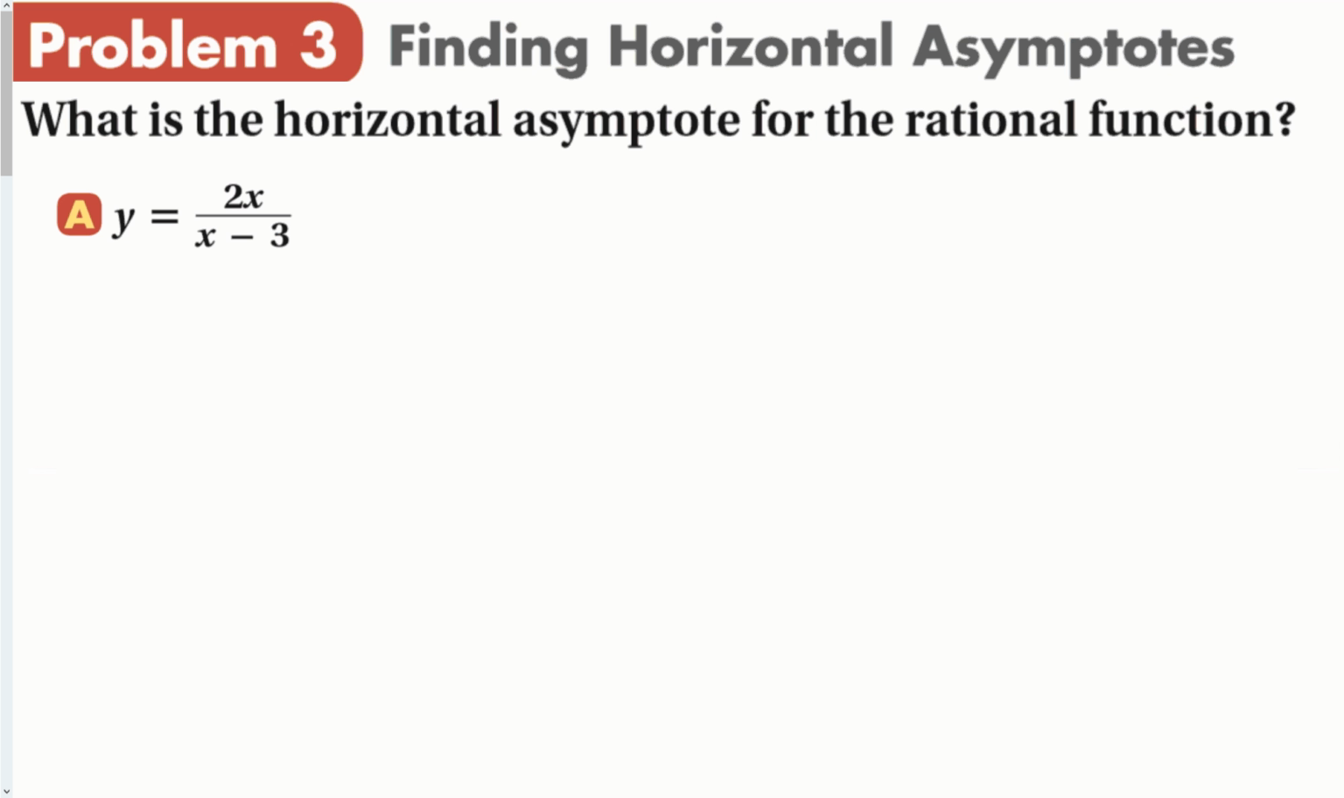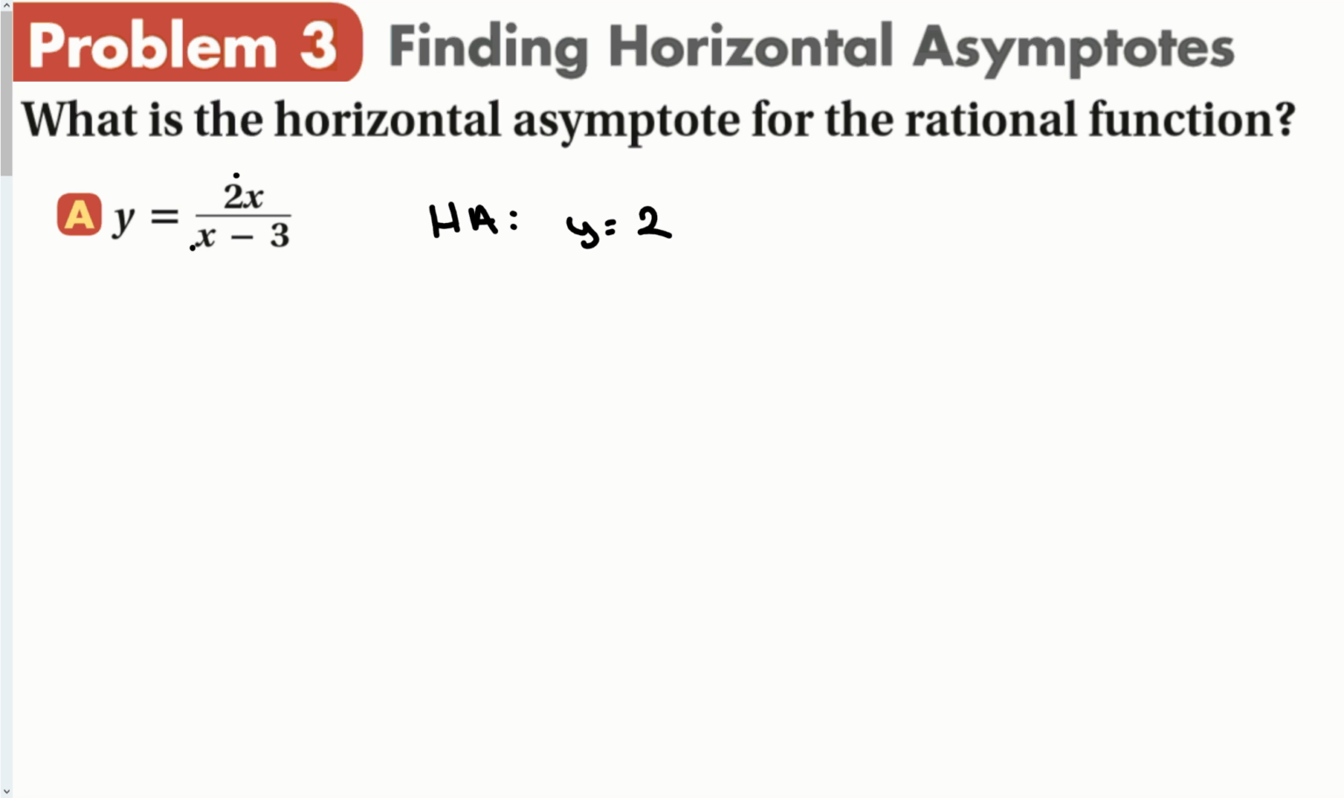All right, so what is the horizontal asymptote for these functions, okay? So look at the first one here. Notice that the degree of the numerator is 1, the degree of the denominator is 1. So that means they're the same. So that means that the horizontal asymptote is going to be this over this. And we can say y is equal to 2. Right? The horizontal asymptote, 2 over 1.